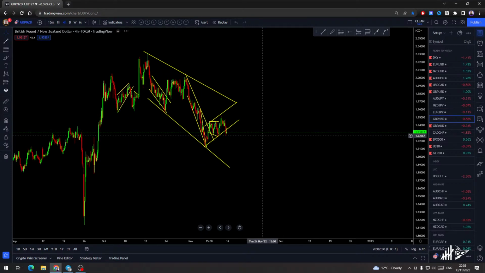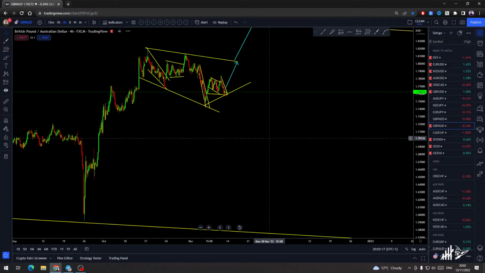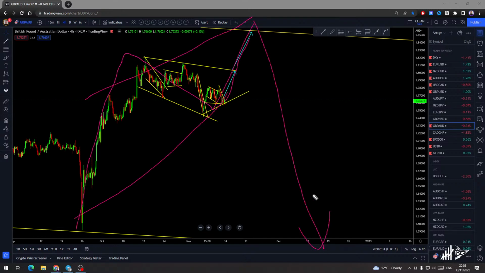GBP/NZD, probably nothing. It's just in the correction. It will go up and down like this, and then once this correction is finished, we will probably be selling it. Same with GBP/AUD. This can go up and down slowly, and then it can drop after all. But I think we will go higher. This could be 1, 2, 3, a big, huge structure for more downside. This is very possible over there.